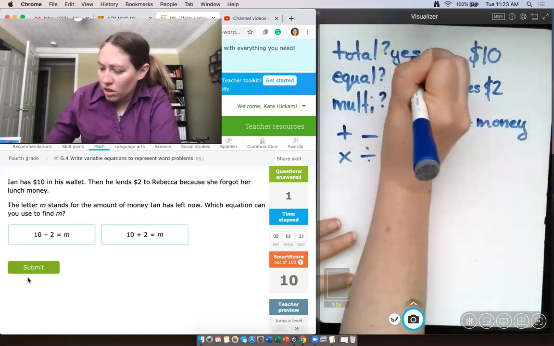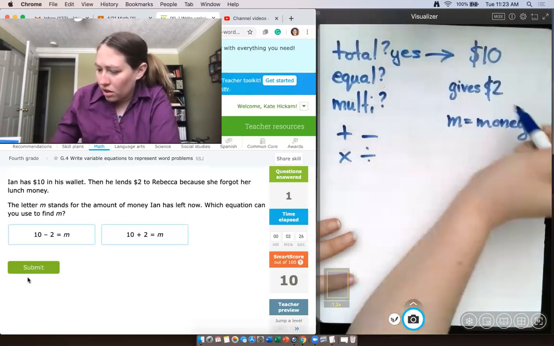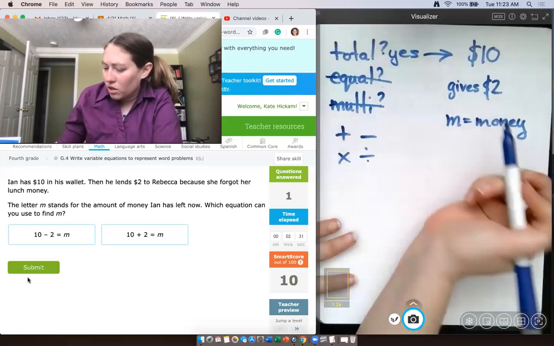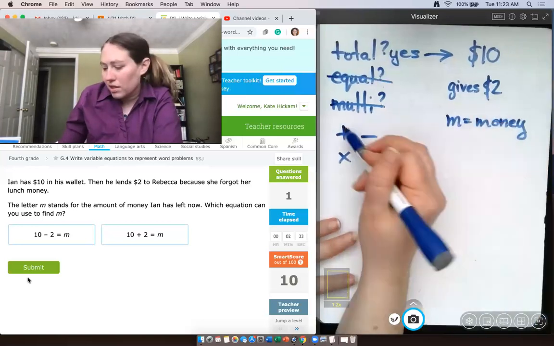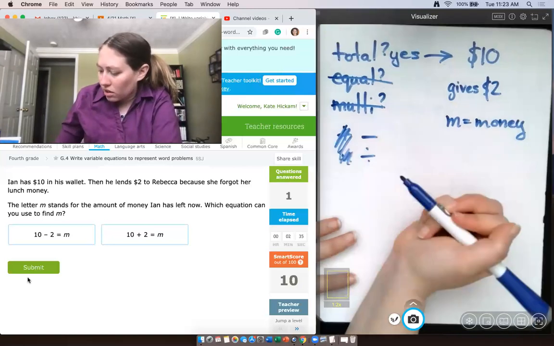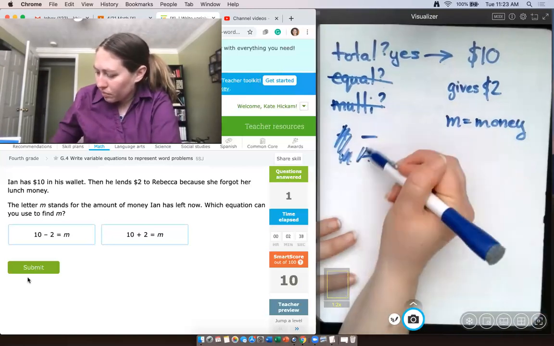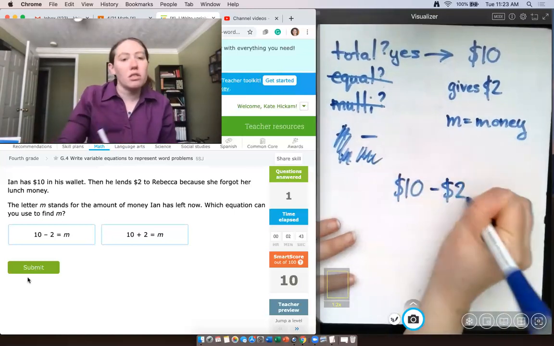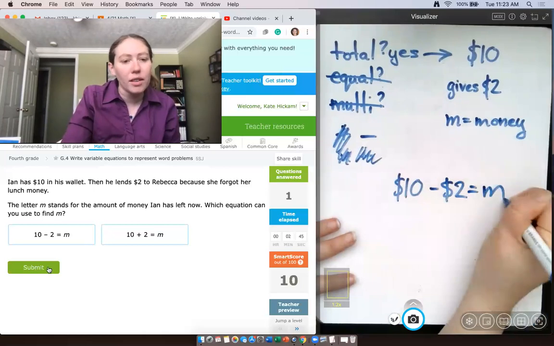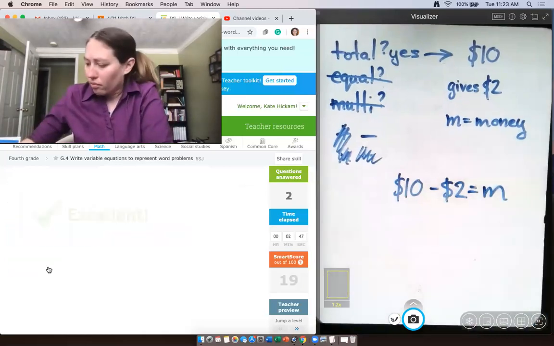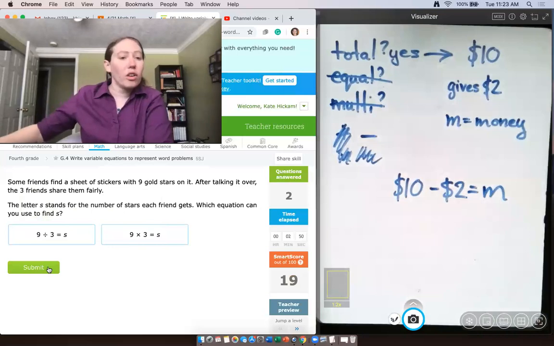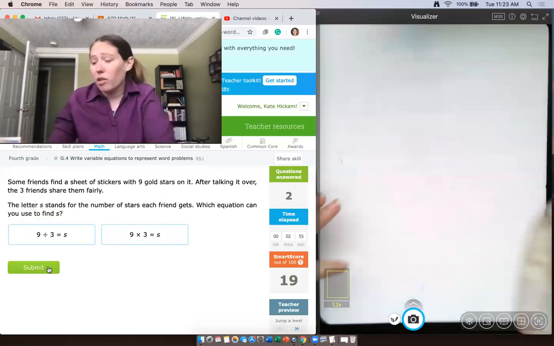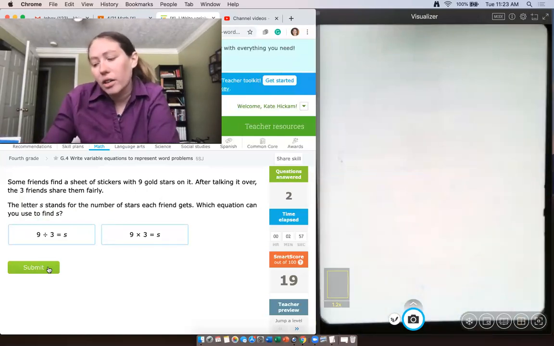It's not multi-step, and it's not equal groups. So not those two, and since it's not equal groups, it's not division. So it's going to be $10 minus $2 equals M. So 10 minus 2 equals M. Perfect. So I click on it, hit submit. I'm going through all the steps I would for a word problem. I'm just not solving it. I'm setting up my equation though, just like I do for every word problem.